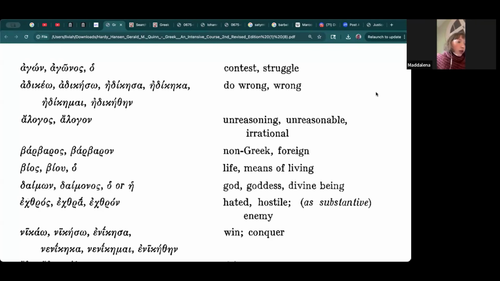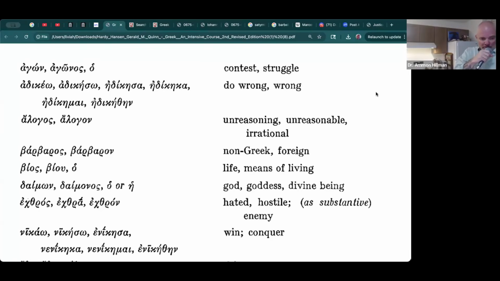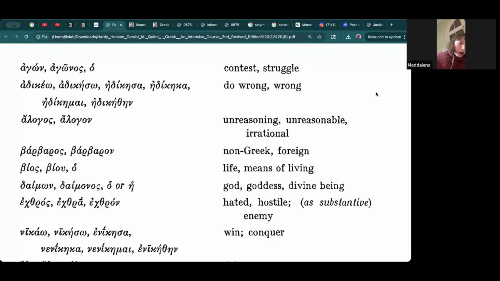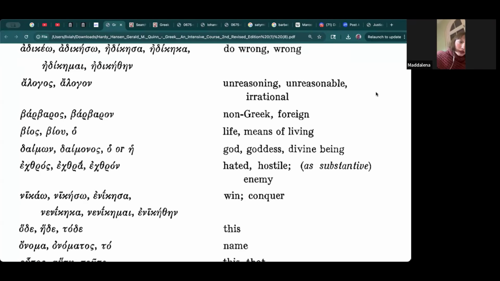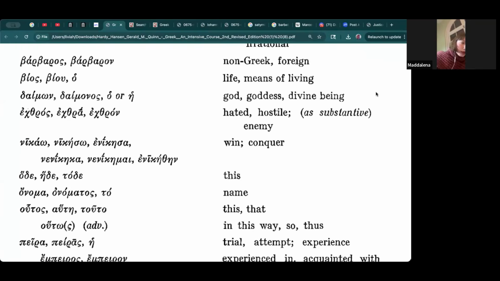Alogos. Alogon. Unreasoning or irrational. Unreasonable. Just the alpha privative, right? Just the alpha privative. Go ahead. Barbaros. Barbaron. Non-Greek. Foreign.